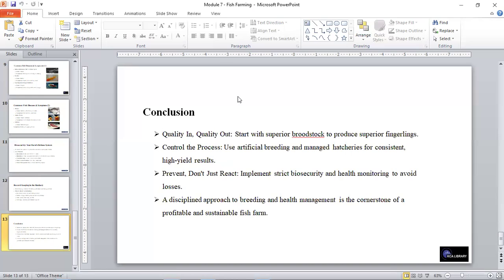When you focus on your fish health, you will have a maximum output from it.